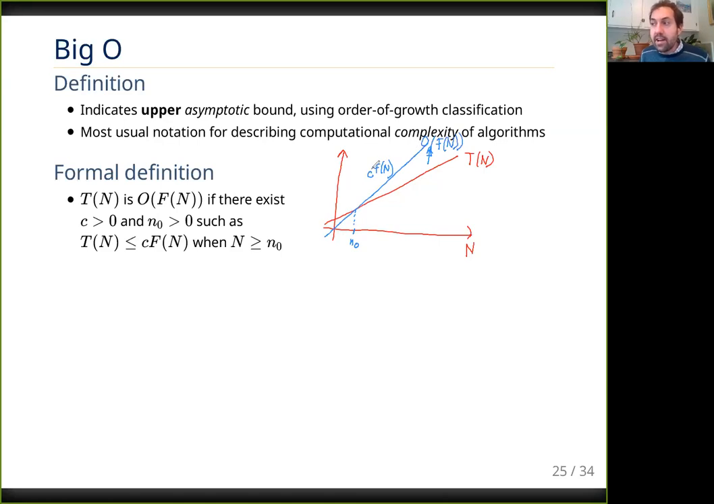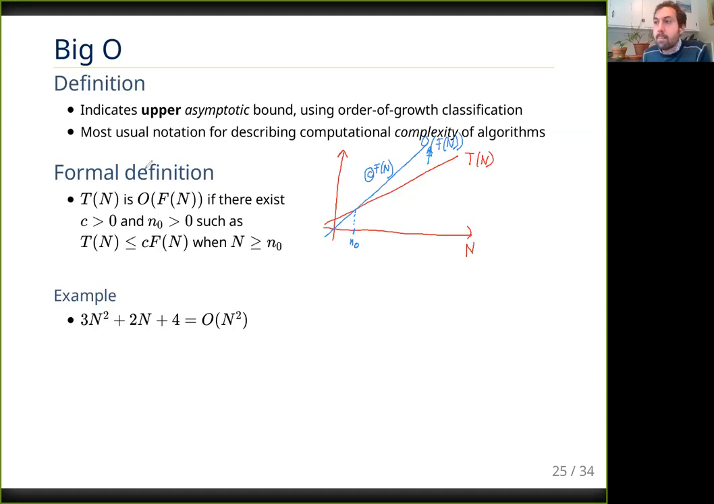If we can find a coefficient c to f of n, for which at a certain n0, the blue line is always above the red line, then we can consider the blue line, f of n, is an upper bound to T of n. That's pretty much what it means.